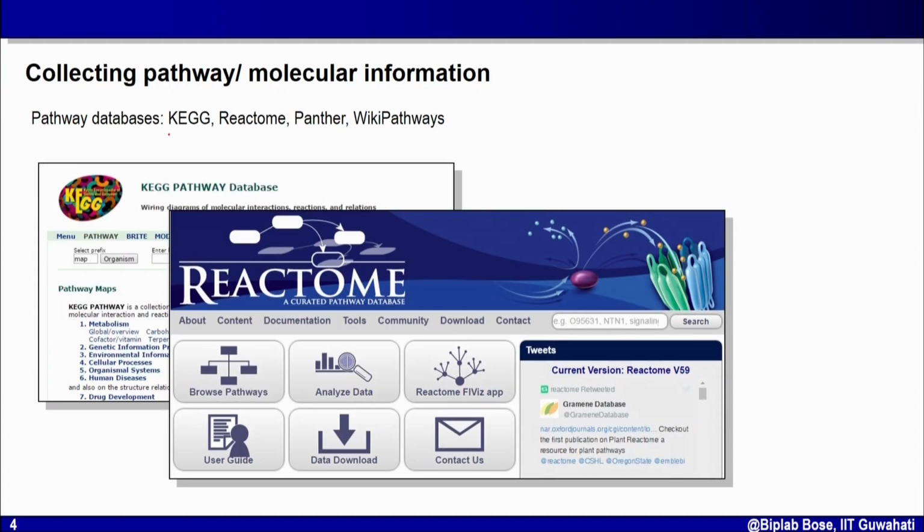For example, one is the KEGG database. I use it regularly. Then there is Reactome, which is also a very rich curated database. Then you have Panther, WikiPathways, and many more. I have just listed 4 here, and I will discuss the KEGG database in detail because I find it very useful in day-to-day work on modeling cell signaling.